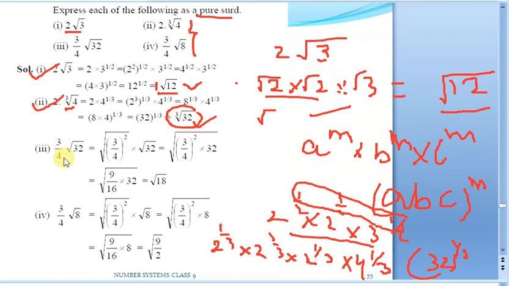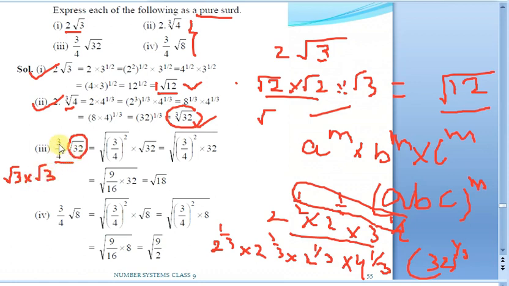Now again look at this one. It is 3 by 4 into root 32. As I told, just look at this number. This will be root 32. So can I write this as root 3 into root 3? That depends upon the number we have, the order. So here the order is 2.